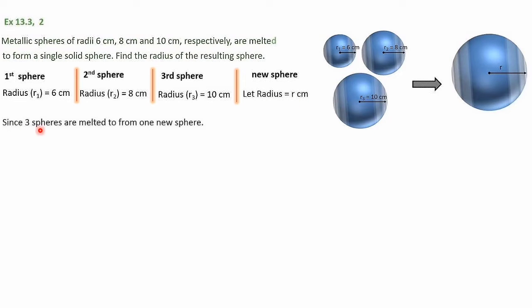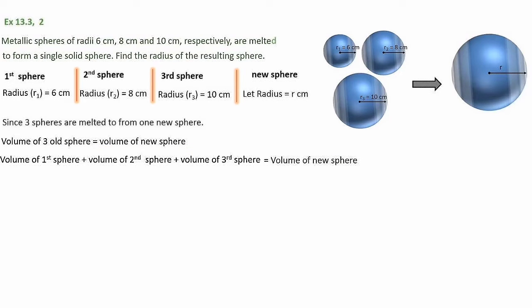Then, since three spheres are melted to form a new sphere, we know that when we change one shape to another, the volume remains the same. That means the volume of these three spheres will be the same as the volume of the new sphere. When we add the volume of these three spheres, we will get the volume of the new sphere. So that is what we have to write as a statement. Volume of the three old spheres is equal to volume of the new sphere. The three have different dimensions. Let's write it: volume of first sphere plus volume of second sphere plus volume of third sphere is equal to the volume of the new sphere.